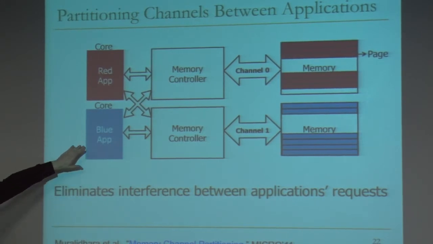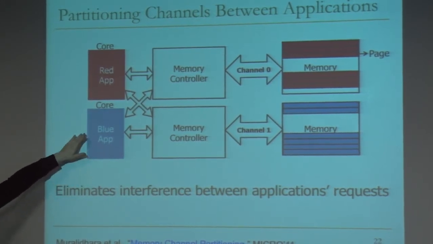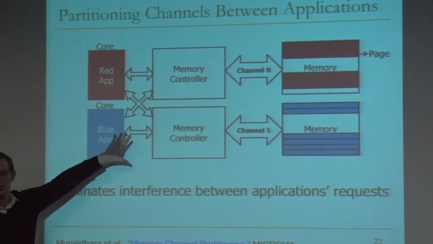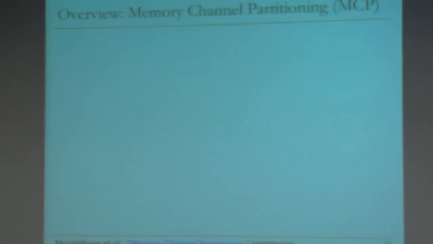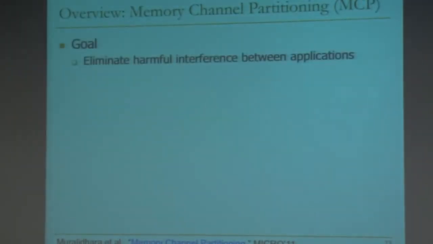Now, this is a toy example because you don't have systems with 2 cores and 2 channels, right? That would be nice. You usually have systems with many more cores than channels. Then the key question is, how do you partition the channels across different applications? So I'll give you some principles for that. I'm not going to go into detail.